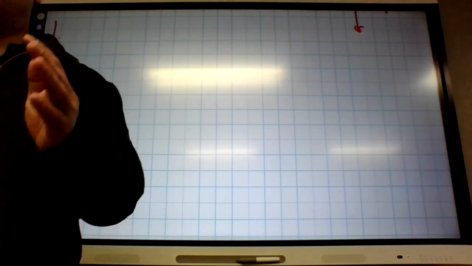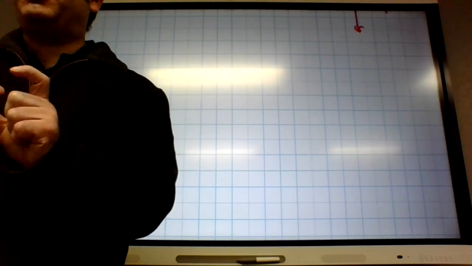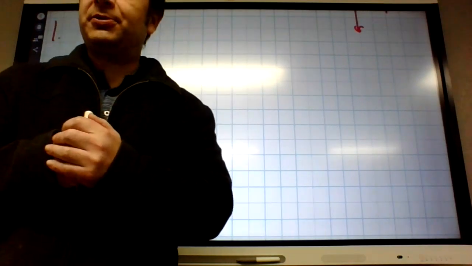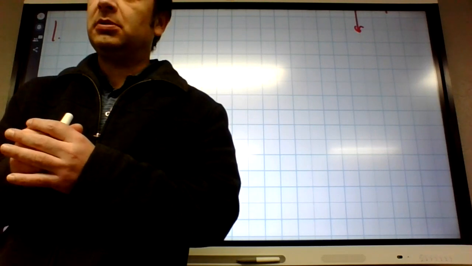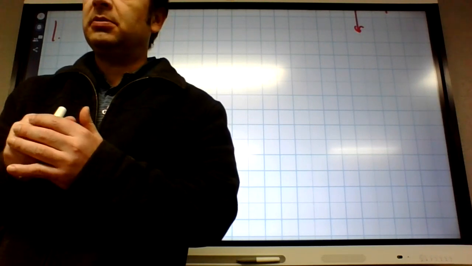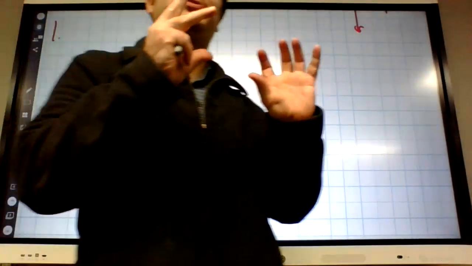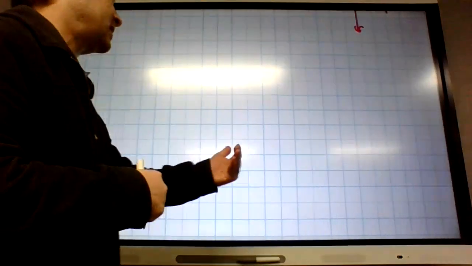Number 1. It says describe the translations, which means describe how the graph would move from a normal y equals x squared. How would this graph move? So you would basically go up 5. Notice the +5 is not in parentheses with the x, so it's not moving left or right, it's just moving up.